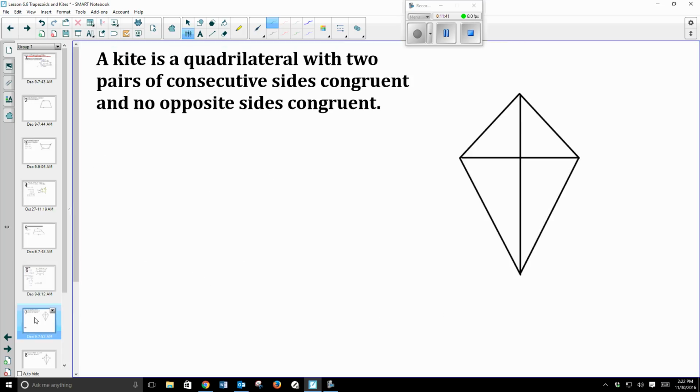All right, a kite. It's a quadrilateral with 2 pairs of consecutive sides congruent and no opposite sides congruent. So that rules out a parallelogram. If the opposite sides cannot be congruent, it is no longer a parallelogram. But consecutive sides can be congruent. So we have a kite. So that means that 2 sides that are congruent to each other are longer than the 2 other sides that are congruent to each other.